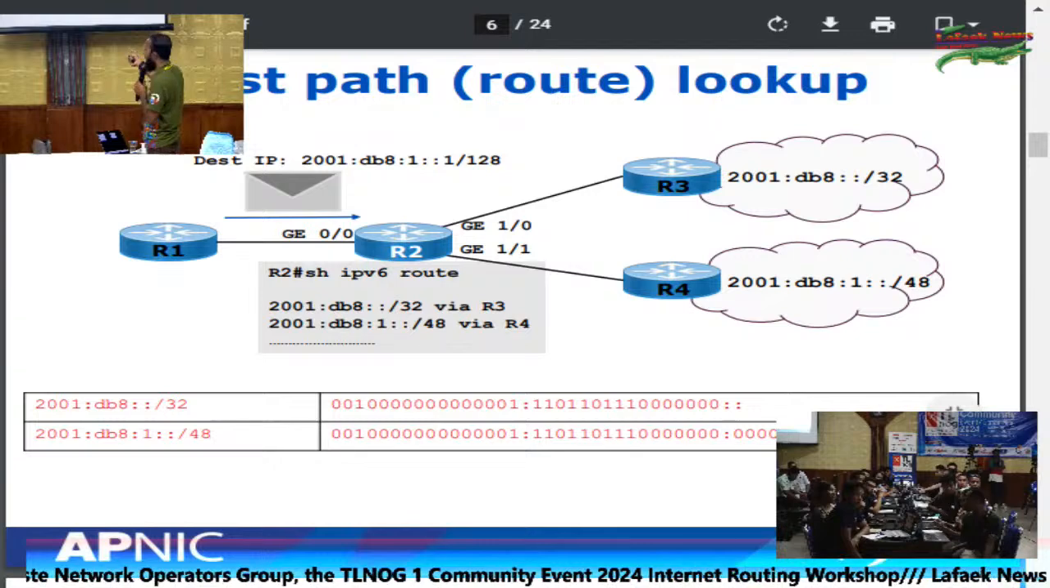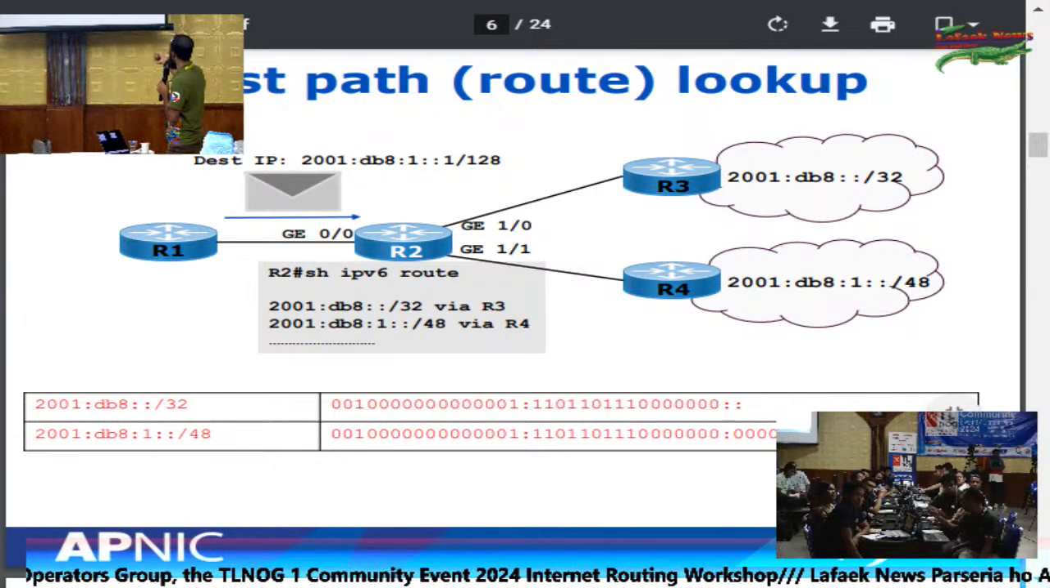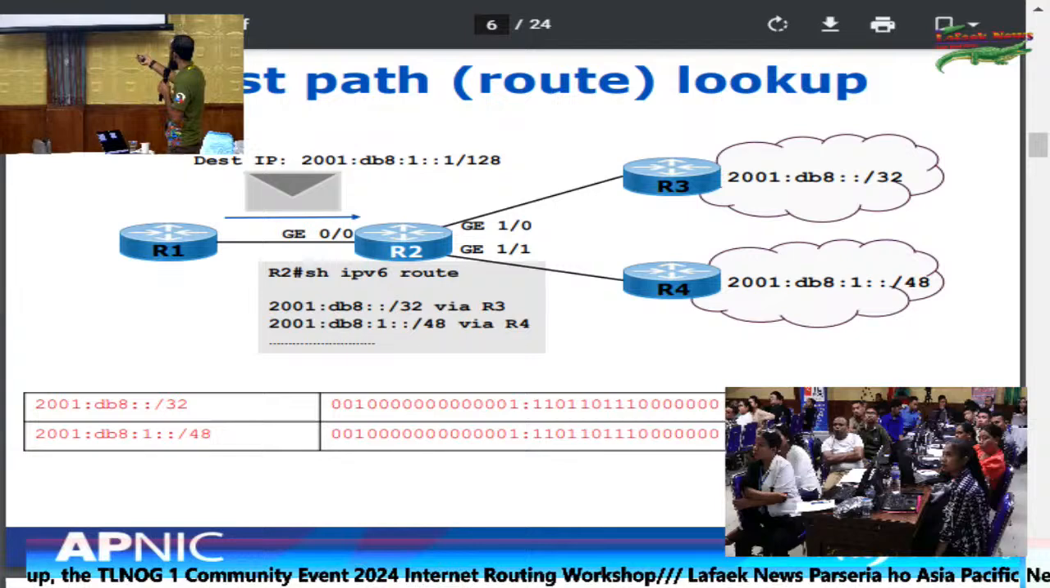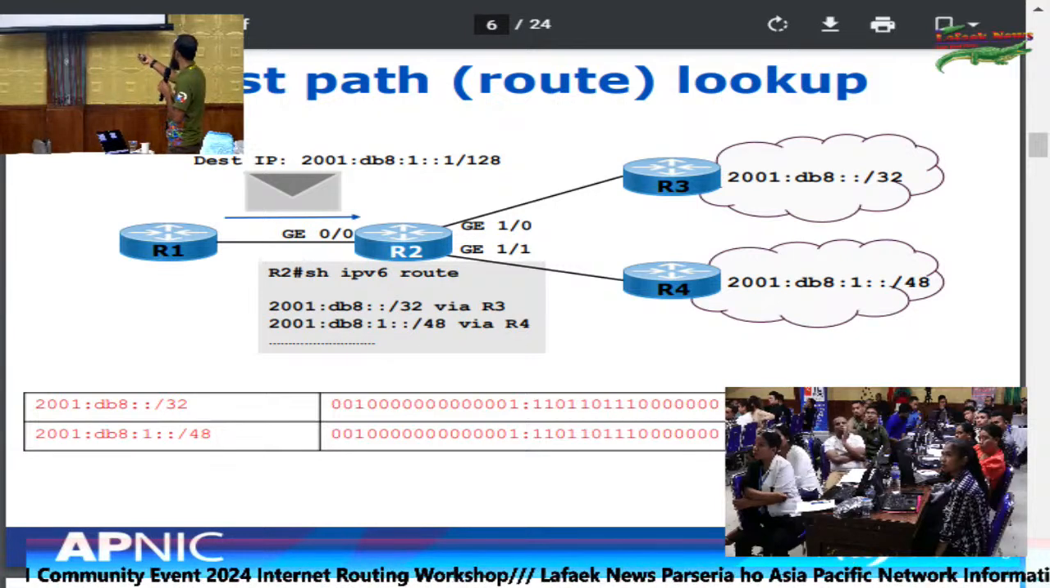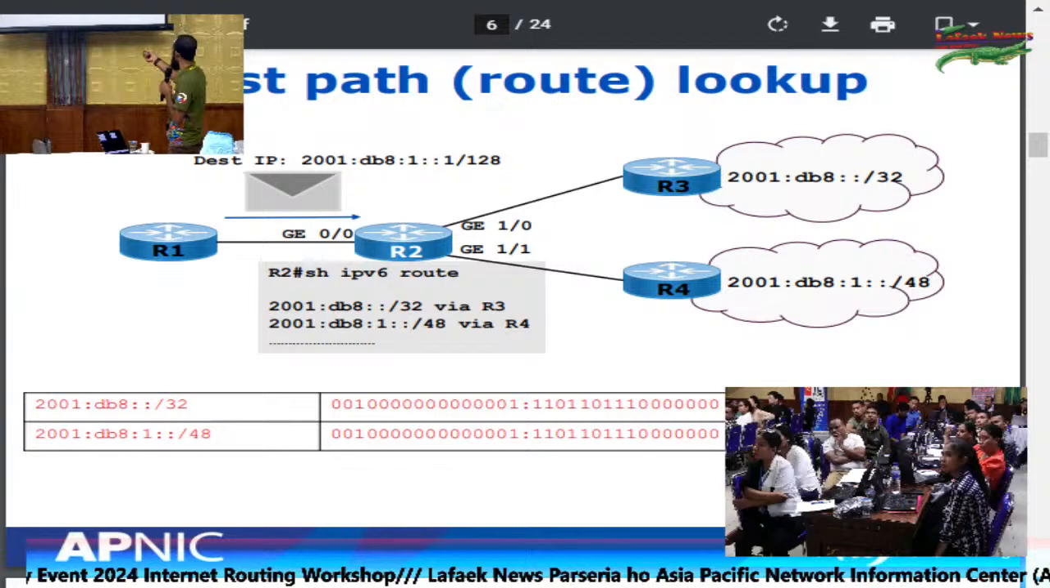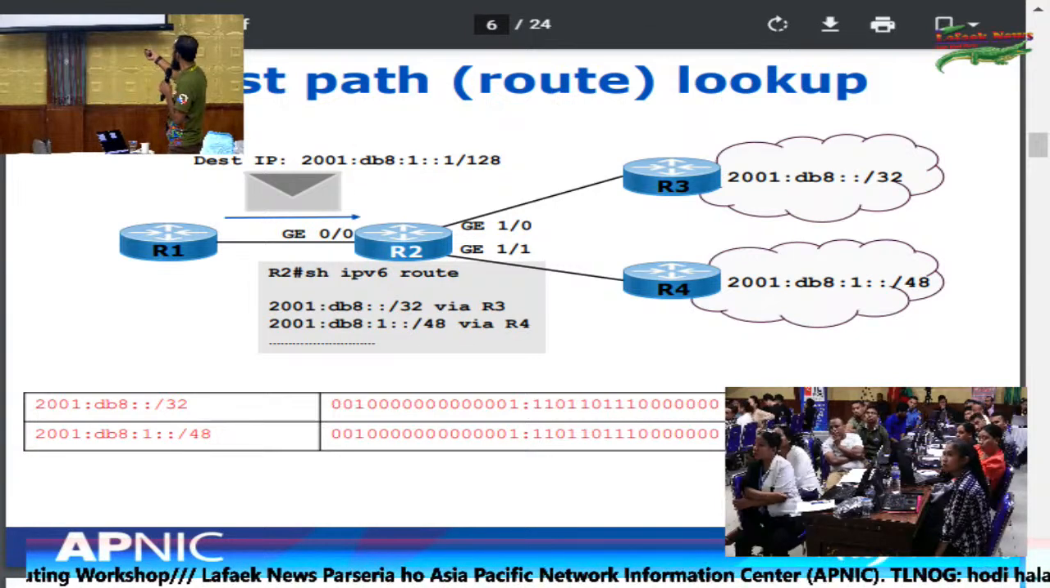How do you find it? You do an AND operation. So this is your destination and this is how many bits you want to cover. So 32 bits up to this point. If you do the math, it's a match with 2001:DB8, and that's 2001:DB8.